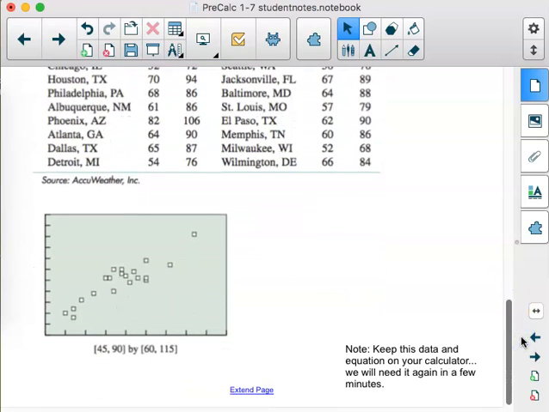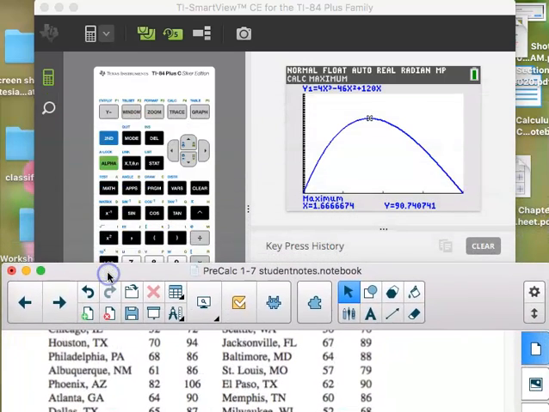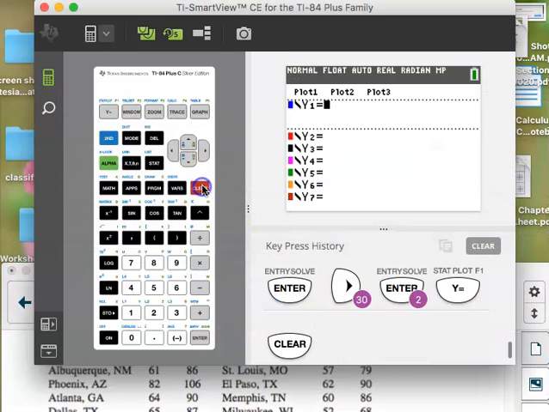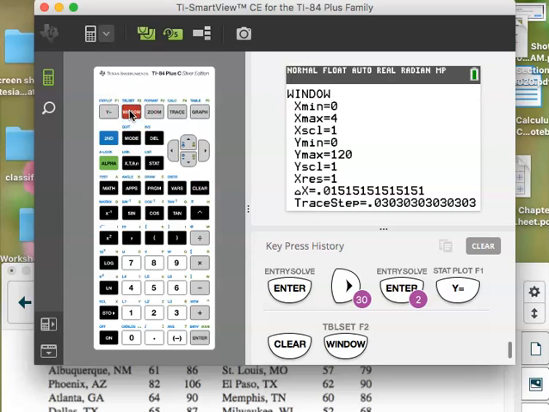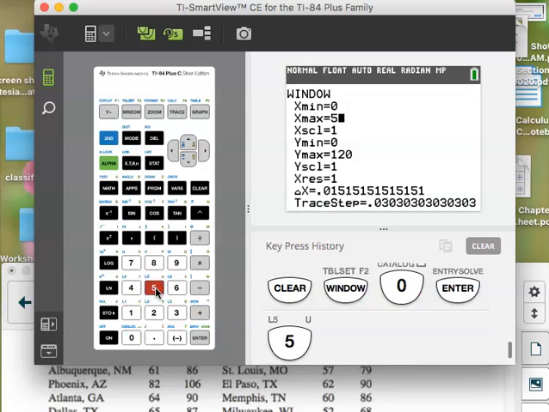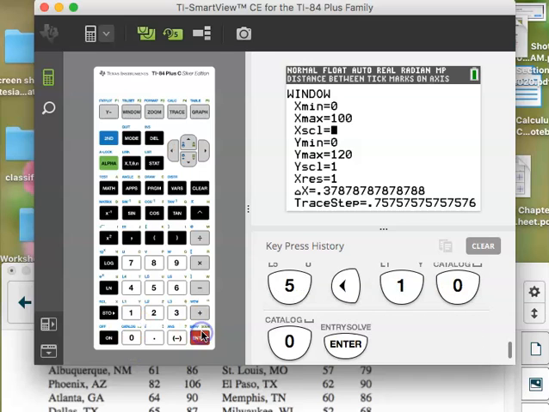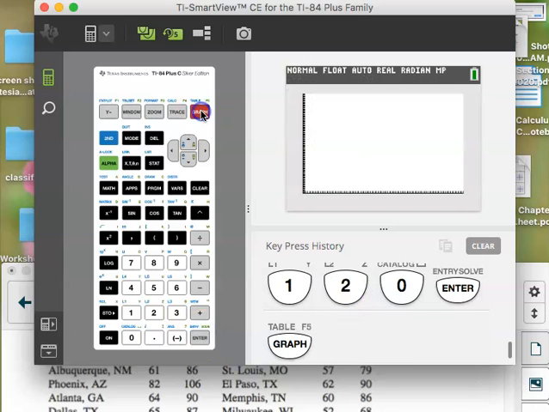All right. So at this point, what we would want to do is look at the scatter plot, and you can see the book gave it to us, but we would want to see the scatter plot to be sure. So I'm going to go in and get rid of what I had in there before, and I'm going to change my window so I'm able to see all of these high and low temperatures. For the lows, I'll just do 0 to 100, make it easier. And my highs, 0 to 120.